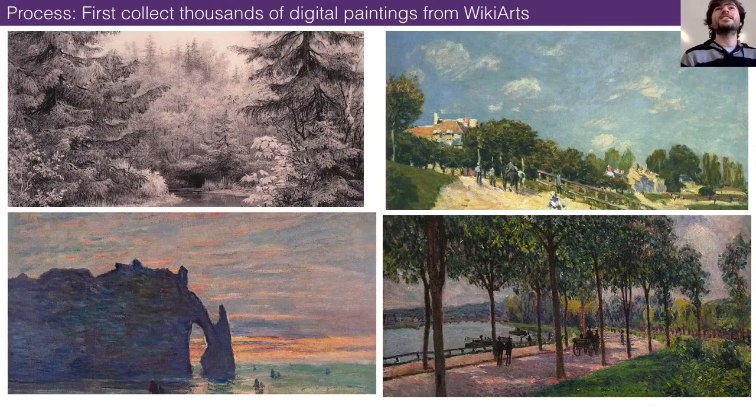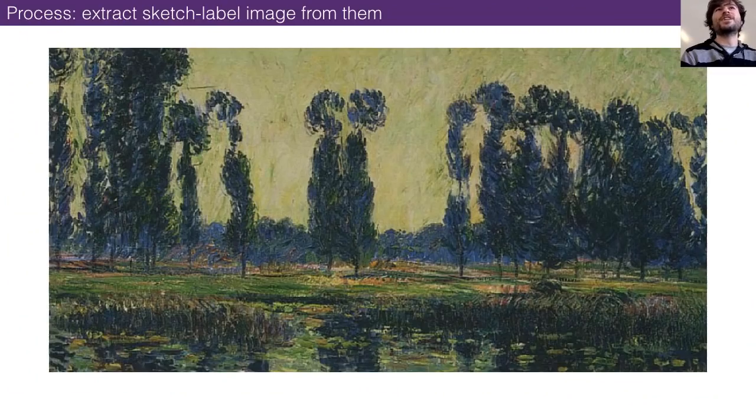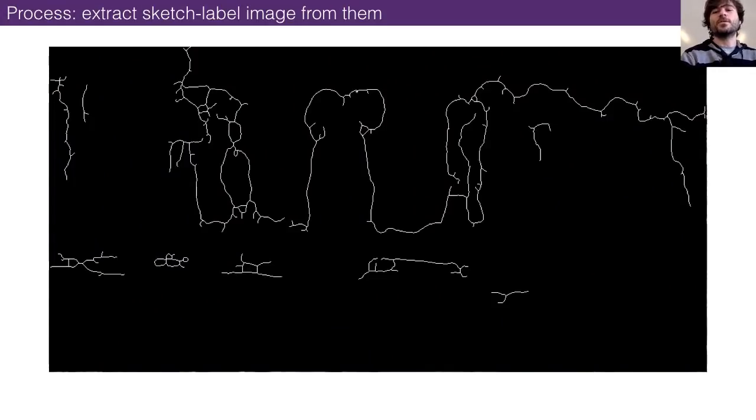So here's the idea. Collect lots and lots of paintings from WikiArts, right? You can scrape these, and we have the WikiArts scraper. So you get all these landscapes, right? And then extract edges from them. You can see the correspondence. You do some Canny edge detection. I need to improve this, because I don't like all of these little lines.